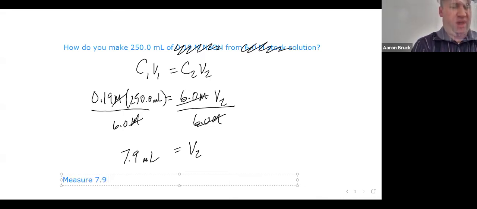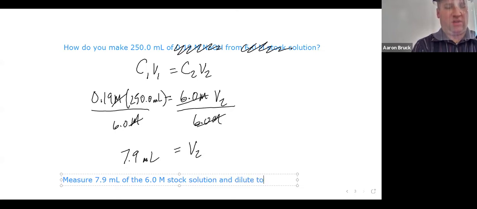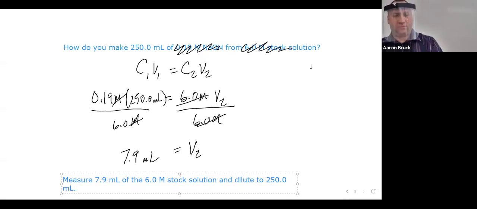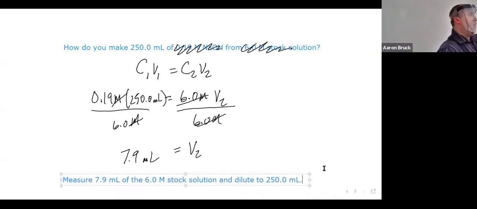Measure 7.9 milliliters of the 6 molar stock solution and dilute to 250 milliliters. That's really what the question's asking. The question wanted to know, how do I make that particular solution? The dilution equation told me how much of the stock I needed. Well, if that's stock, the rest has to be water. So I just add water to get to that volume, whatever that volume may be.